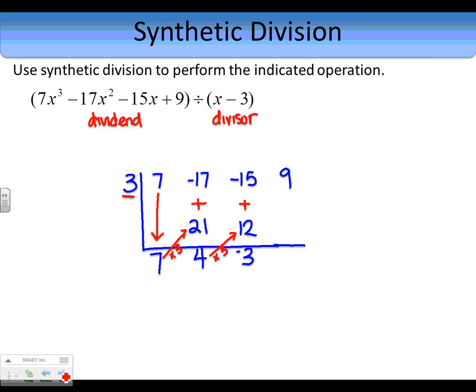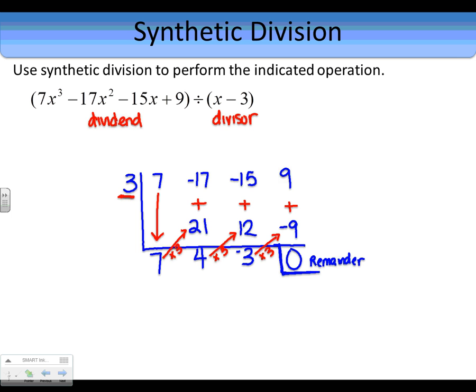Take that negative 3 that we just found, multiply it by the 3 from the divisor, and I get negative 9. Add 9 plus negative 9, and I get 0. So my remainder is going to be 0.